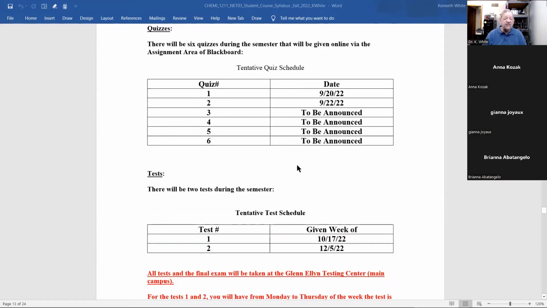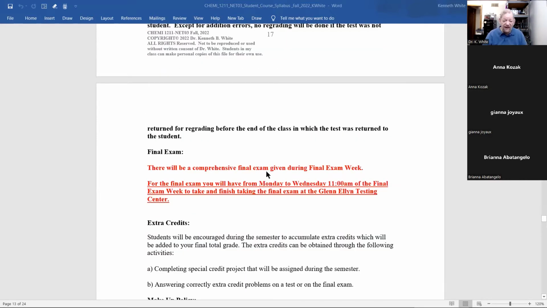And so this is one of the big changes. Instead of 5 tests, there's 6 quizzes and 2 tests plus the final. Now, the final will still be given during finals week as in my previous syllabus, and just like the previous one, you'll have from Monday until Wednesday, 11 a.m. That's when I'm going to pick up the Scantrons to finish the final exam. It's a 50-minute final exam that's timed. If you're a special needs student, you get twice that.